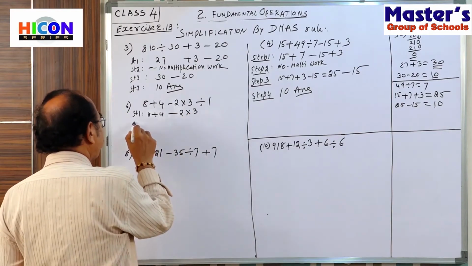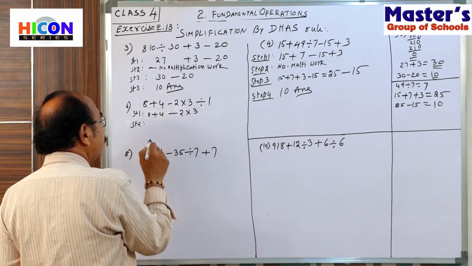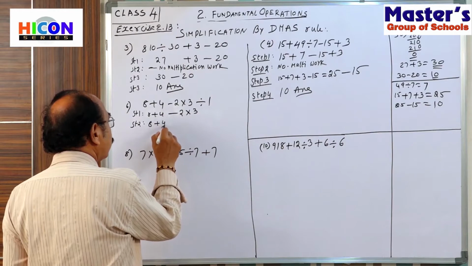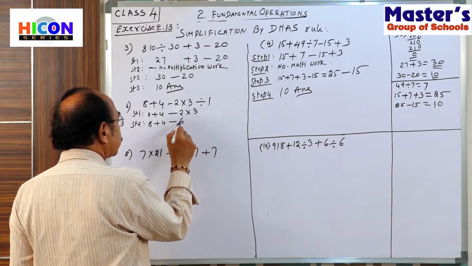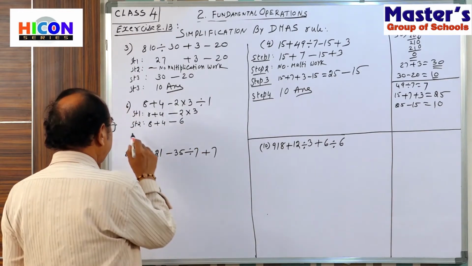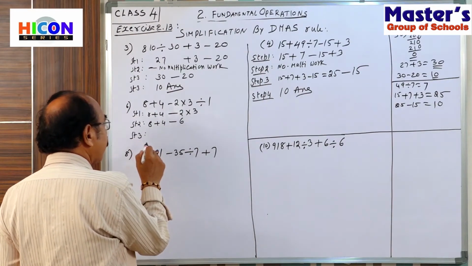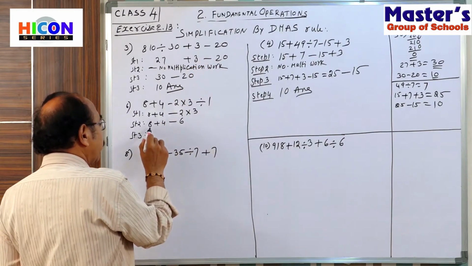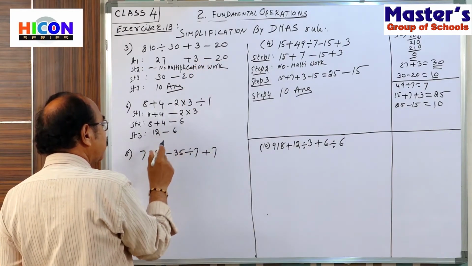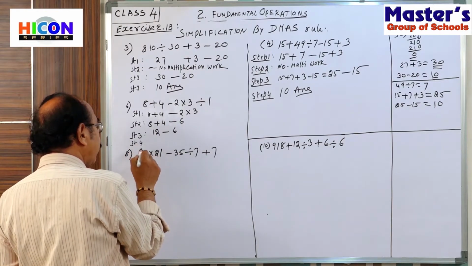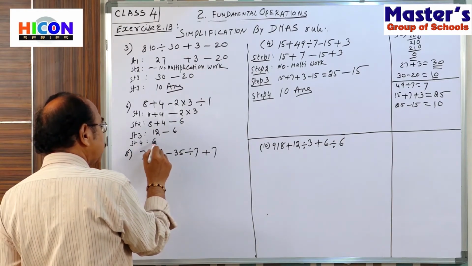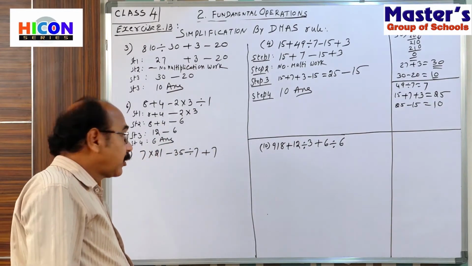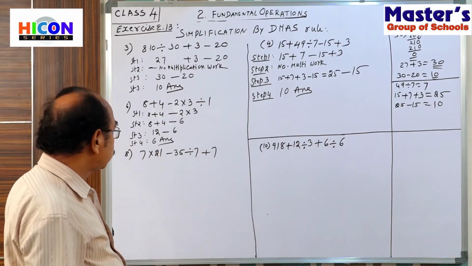Step 1 was done. Step 2, after division, multiplication. 8 plus 4 minus 2 threes are 6. Step 3, multiplication is over, next addition. 8 plus 4 is 12, 12 minus 6. Step 4, subtraction: 12 minus 6 is 6. This is the answer. In the last step, we will get the answer. Okay, children.